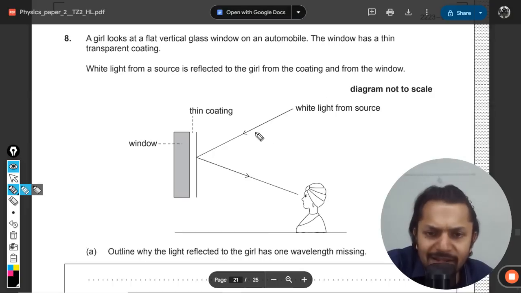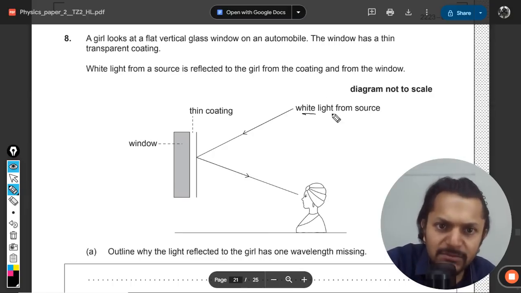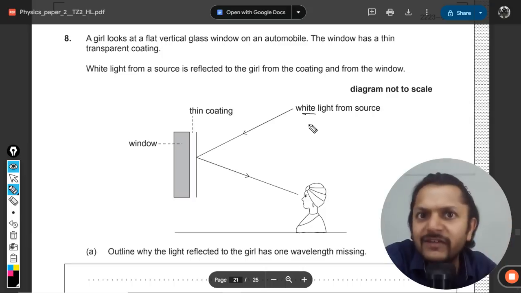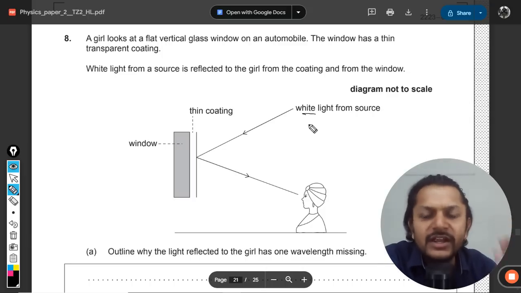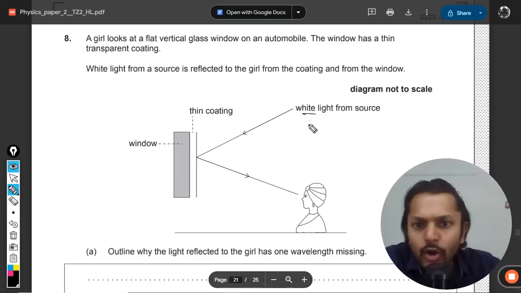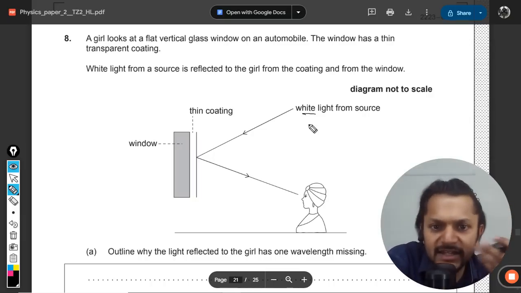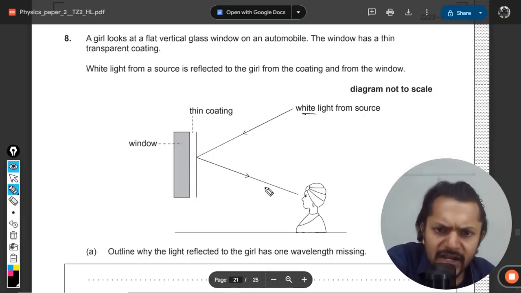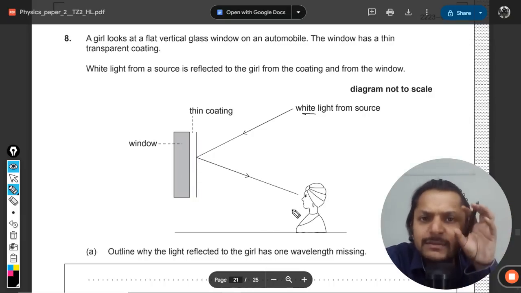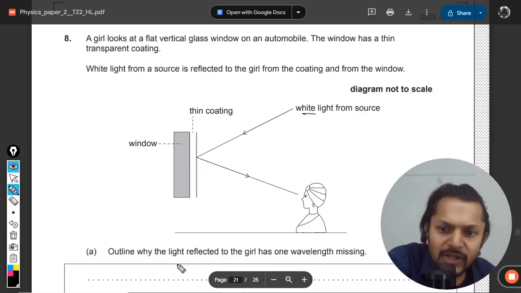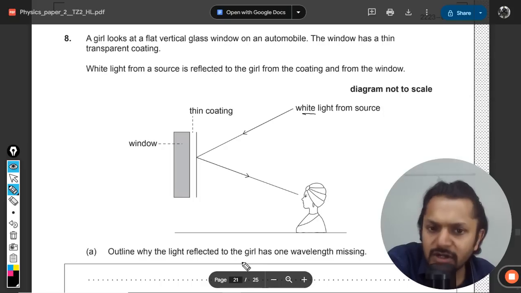Okay, so this white light is coming. White light specifically means that it would be having all the wavelengths in the visible range, ranging from red to violet. Now, all the colors are falling on this coating and they are getting reflected back. And so, when they're getting reflected after that, the girl is able to see the light which is coming. Outline why the light reflected to the girl has one wavelength missing.